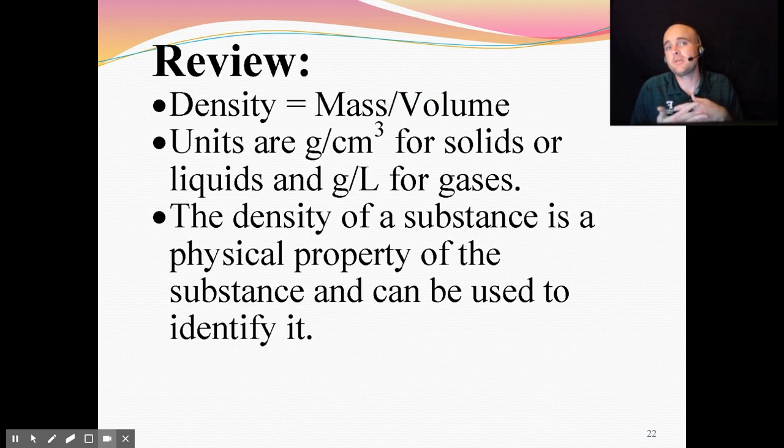We'll have to remember our units for density as well. Remember, it's mass over volume. So, for solids, it's grams over centimeters cubed, or for liquids. But for gases, it's grams over liters. Centimeters cubed and milliliters are the exact same thing. Did you know that? Yes, but for gases, since we use liters so much, grams over liters is necessary.